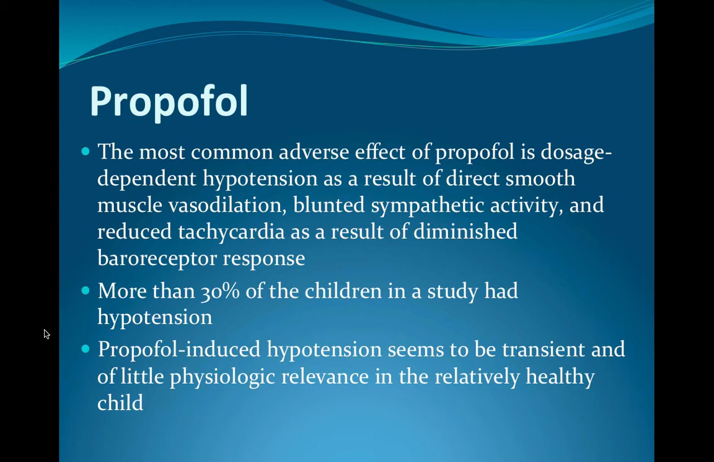The most common adverse effect is dosage-dependent hypotension. So you have to give a pretty decent dose in order to get the hypotension. Just remember that it can result in smooth muscle vasodilatation, and therefore you get a little bit of hypotension. With blunted sympathetic activity, you get some reduced tachycardia as a result of diminished baroreceptor response. 30% of the children in a study had hypotension. I have all these studies, but I didn't include them because that, again, would take much too long.